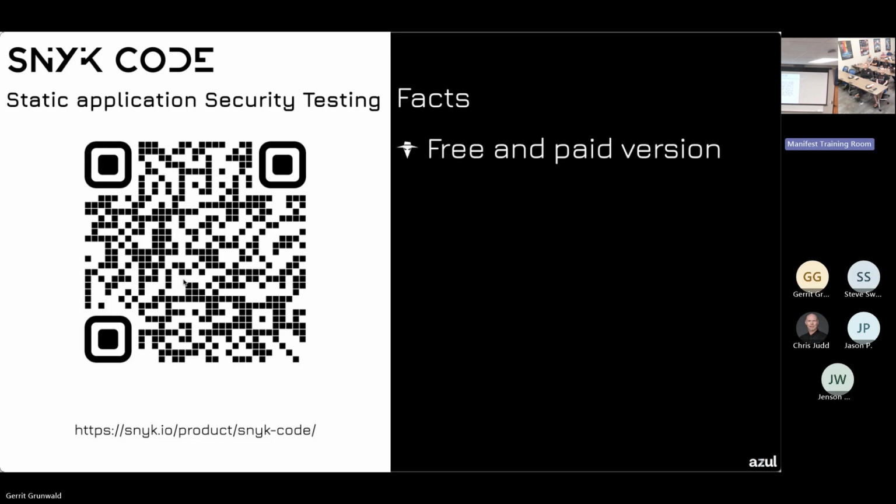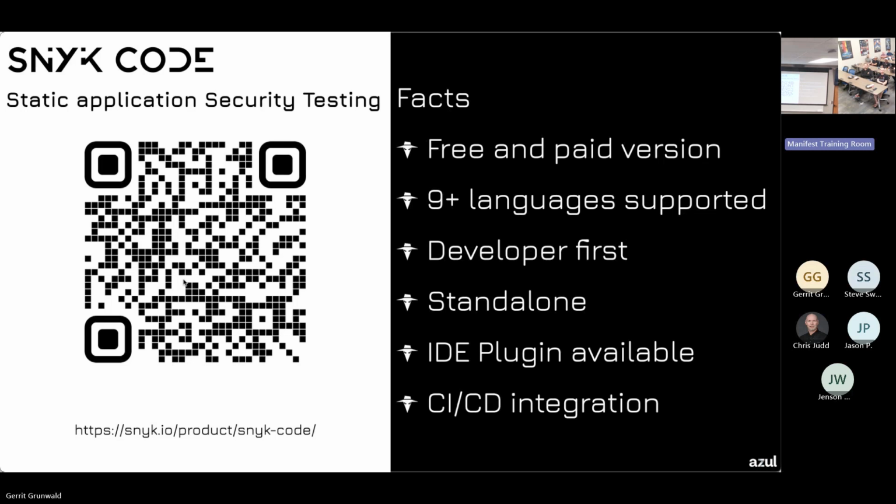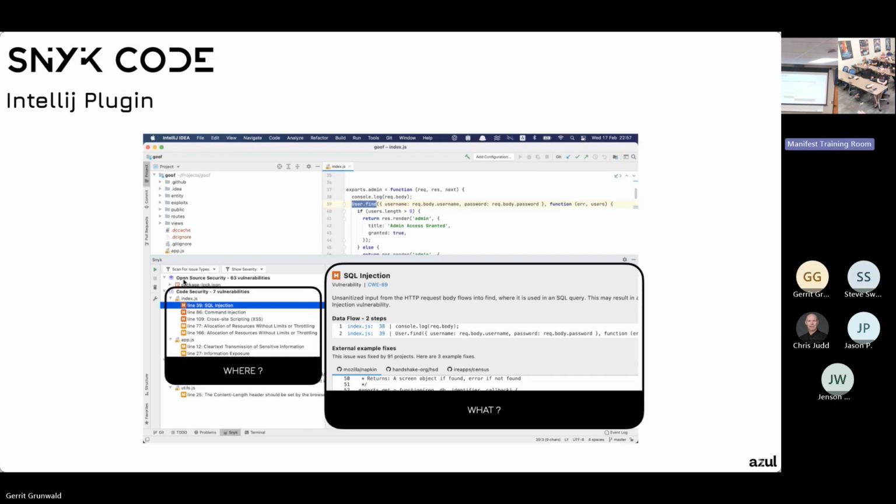We won't go there. So it's free and a paid version, 9+ languages, developer first approach. So that means it's for us. And it's a standalone version. You can also get IDE plugins, and they have CI/CD integration. So it stops at CI/CD. That's where they say this is the last prompt that we cover, and this is how it looks like. So it shows you where the problem happens and what it is. Right? This is in principle what they do, and then you can fix it.